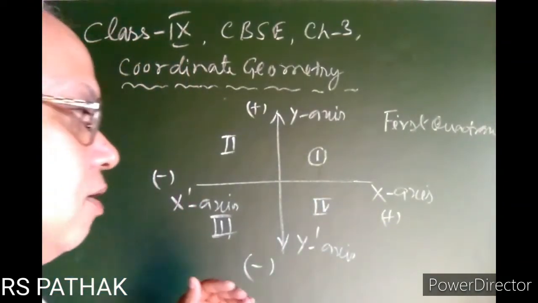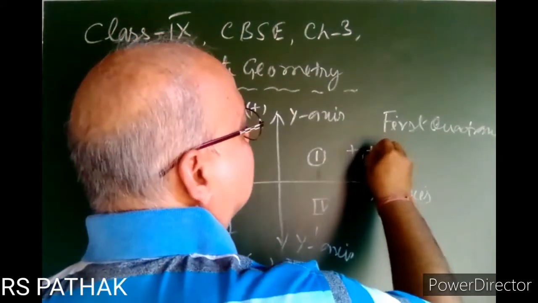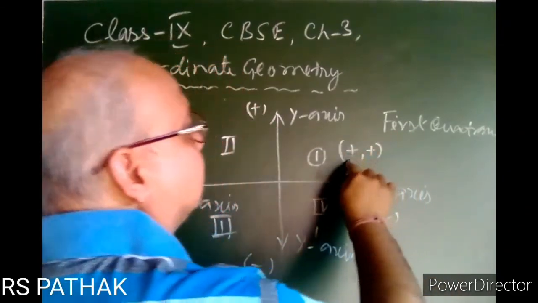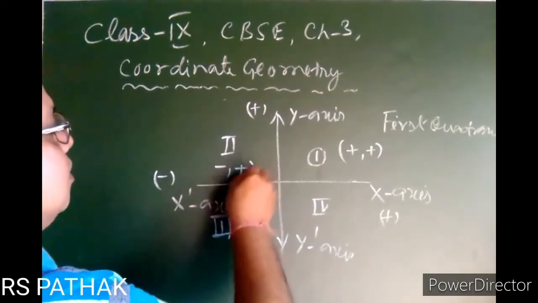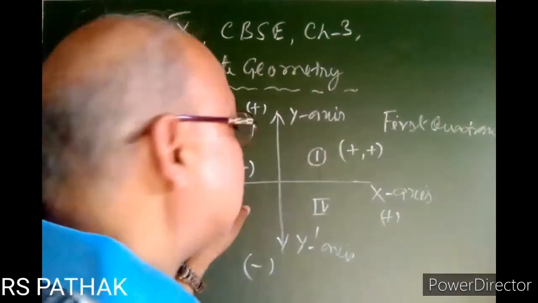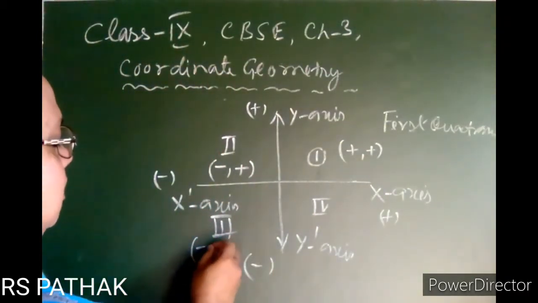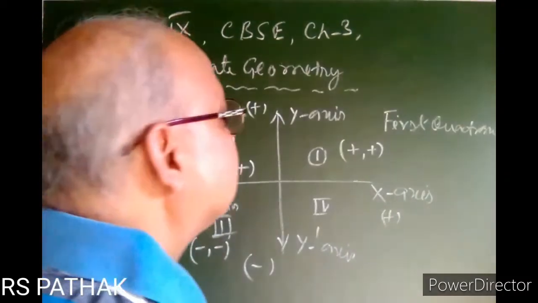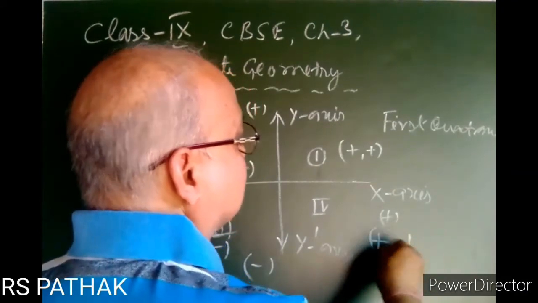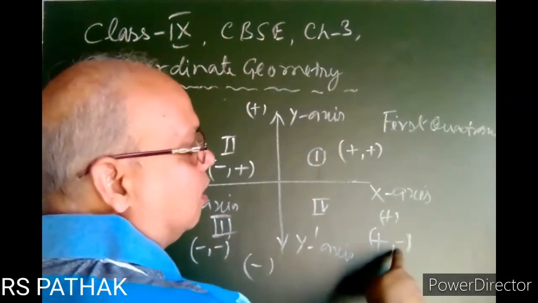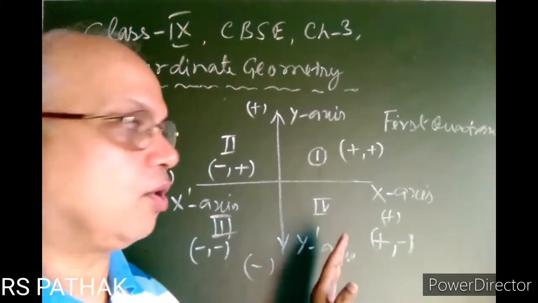Now the sign convention. In the first quadrant, both x and y will be positive. In the second quadrant, minus and plus: x will be negative and y will be positive. In the third quadrant, both will be negative: x negative, y negative. And in the fourth quadrant, plus and minus: x will be positive and y will be negative. This is the sign convention for locating points.